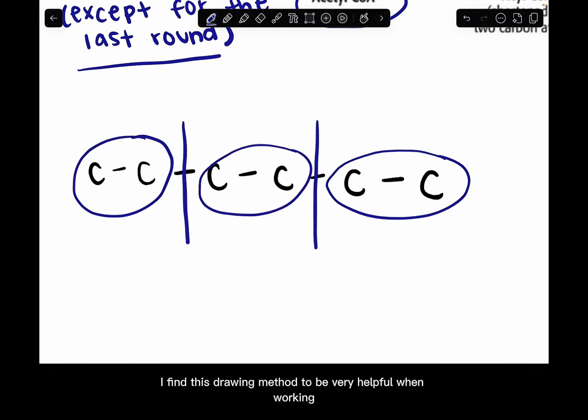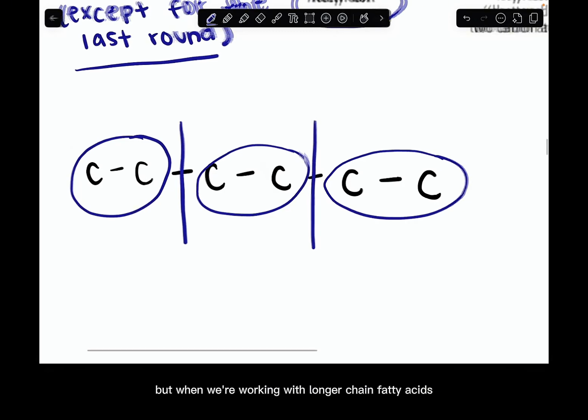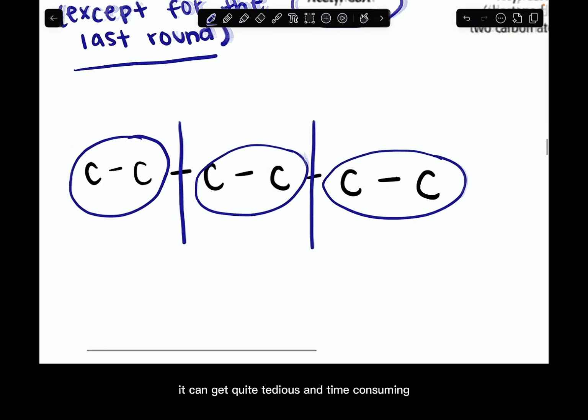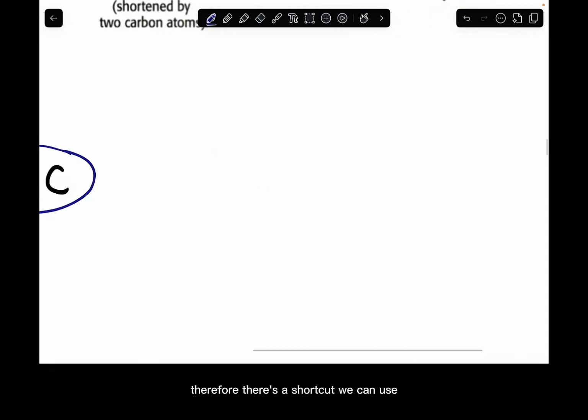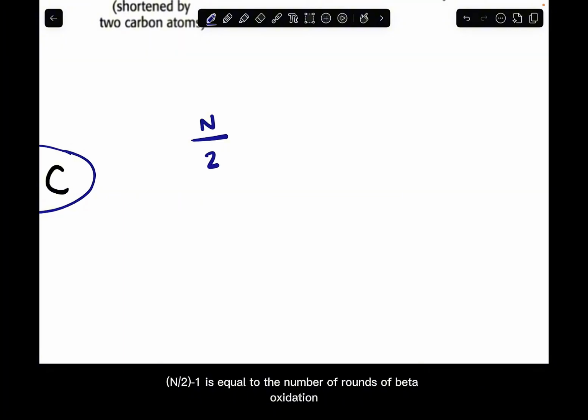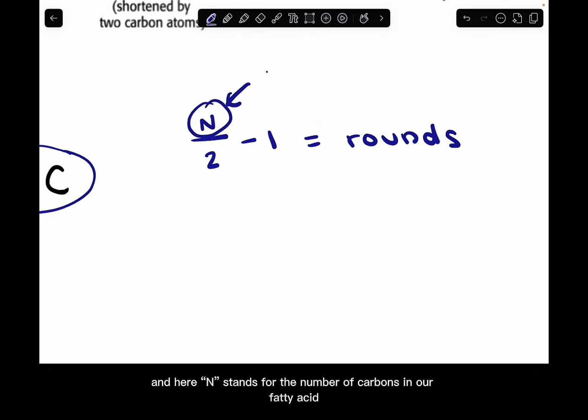I find this drawing method to be very helpful when working with short-chain fatty acids, but when we're working with longer-chain fatty acids, it can get quite tedious and time-consuming. Therefore, there's a shortcut we can use. N divided by 2 minus 1 is equal to the number of rounds of beta oxidation. And here, N stands for the number of carbons in our fatty acid.